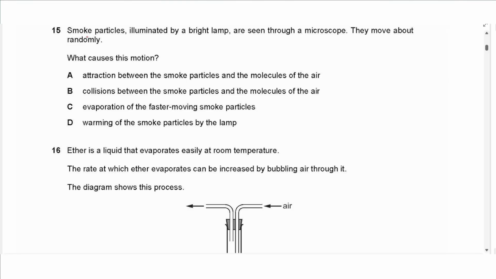Question 15 says, smoke particles illuminated by a bright lamp are seen through a microscope. They move about randomly. What causes this motion? Attraction between the smoke particles and the molecules of the air, no. Collisions between the smoke particles, yes, and the air molecules. Evaporation, no. Warming, no. So the answer is B.